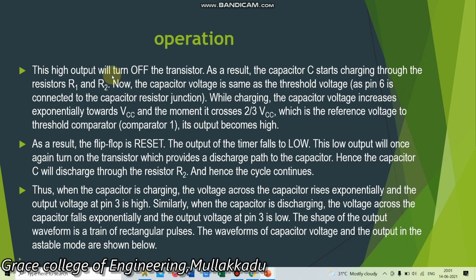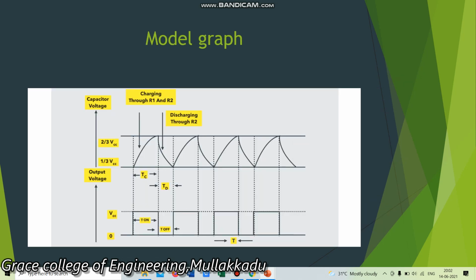See, the high output will turn off the discharge transistor. As a result, the capacitance will start charging, and now the capacitance voltage is the same as the threshold voltage. While charging, the capacitance voltage will increase up to 2/3 VCC, and it is compared with the first comparator and it produces the high output. Then the flip-flop will reset and the output goes low. This process repeatedly takes place and produces a square wave output. This is the capacitance charging and discharging and the corresponding square wave at the output.